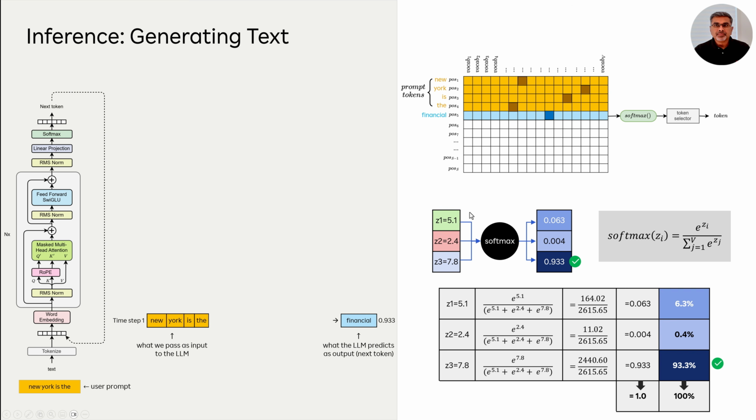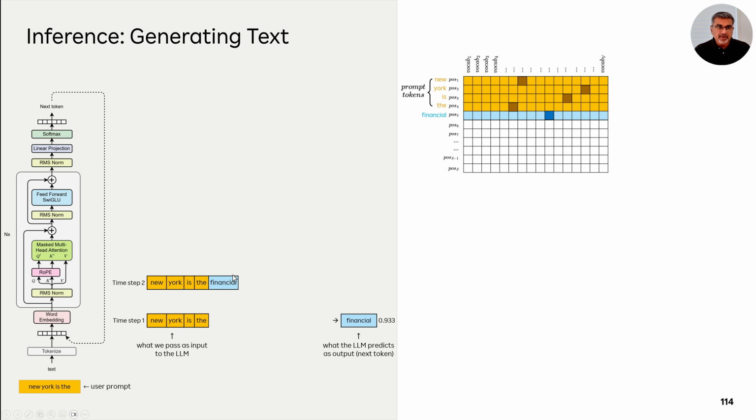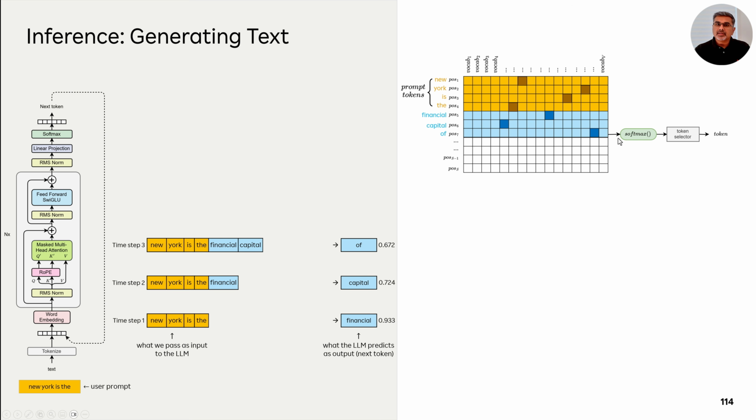Now you append "financial" to the input tokens. So "New York is the financial" now becomes your input, and then you pass it through the LLM again, and now it predicts the next token using the same strategy: "capital." Now you pass this "capital" back as input. So "New York is the financial capital." You pass all these tokens and it outputs the token with the highest probability following "New York is the financial capital." And again, I'm noting the properties here of its prediction of that token at each of these time steps.